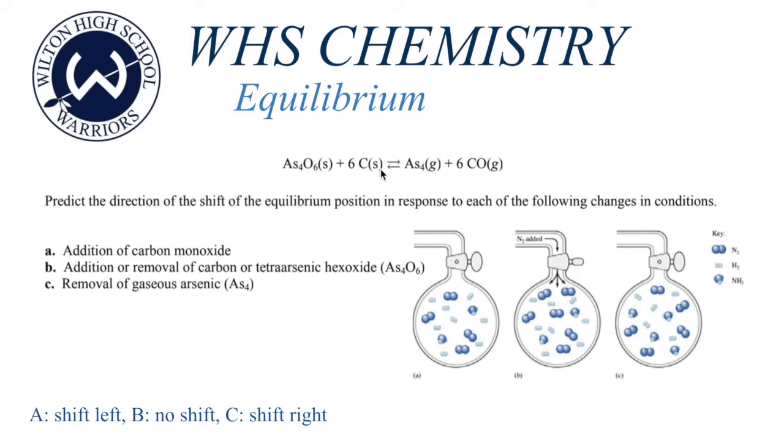In this case, the equilibrium position will not change if you add or subtract the amount you have of these, because they're both solids and they are not in the equilibrium constant. So that's no shift. The removal of AS4 would cause it to shift right, because you're removing some of this and you need more of the partial pressure of AS4 like you have at equilibrium.